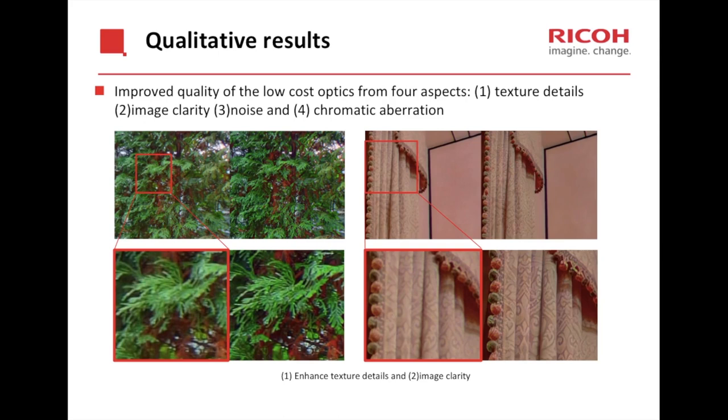Now we will show some qualitative results. First of all, we show how the image quality of low-cost optics can be improved by our method from four aspects: texture details, image clarity, noise, and chromatic aberration. The left column shows the original image, and the right column shows the enhanced one. We can see in these figures that the texture details and the image clarity improved greatly compared to the original one.